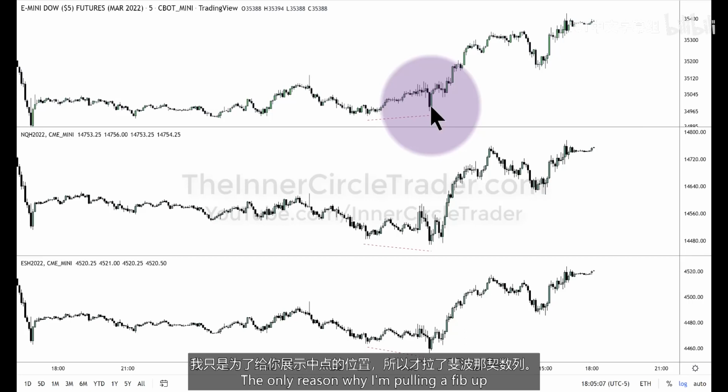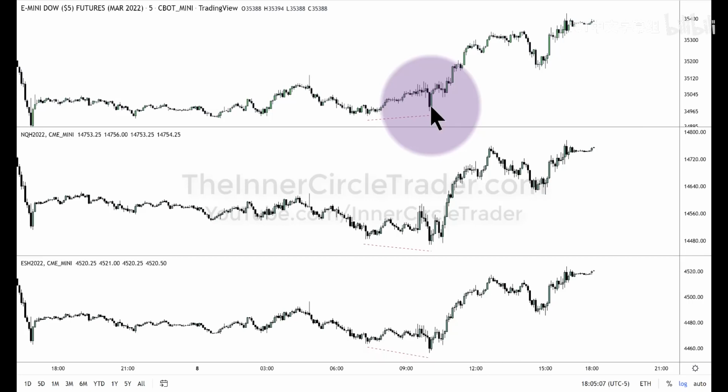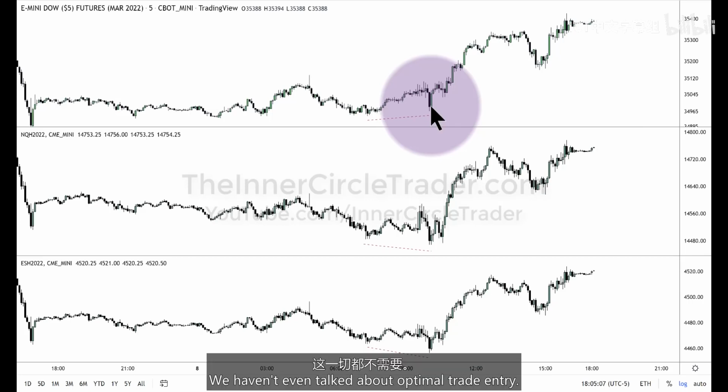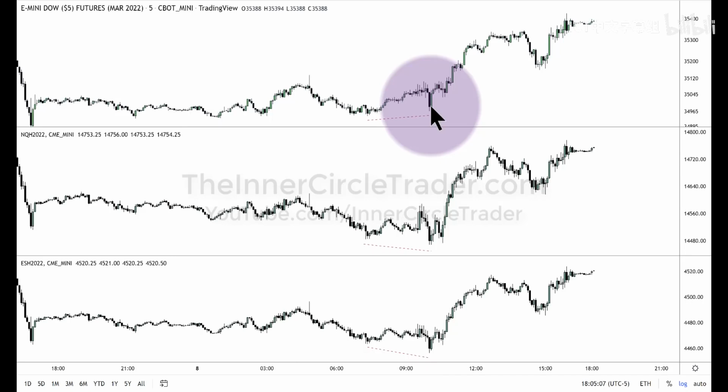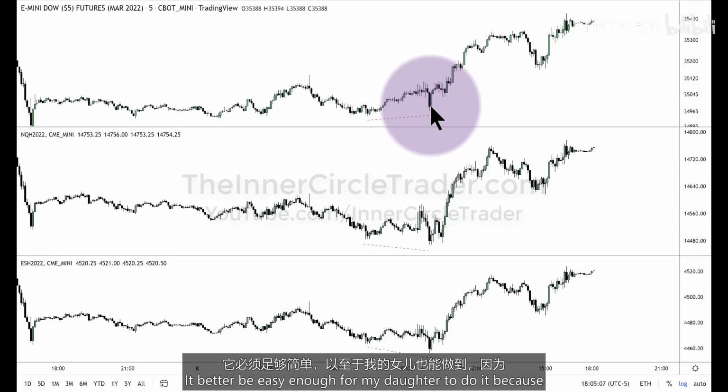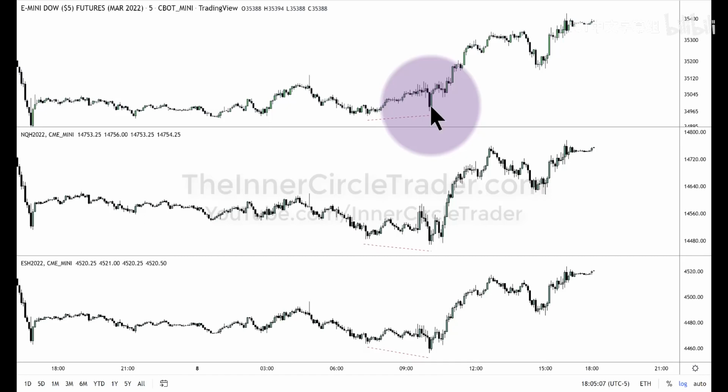The only reason why I'm pulling a fib up is to show you where the midpoint is. Have you noticed that? We haven't even talked about optimal trade entry. None of that stuff. I've stripped this down to the chrome. And it's beautiful, is it not? It's easy. It's so simple. It better be easy enough for my daughter to do it, because if you can't do this one, I don't have anything for her. But nonetheless, I want you to think about how this pattern confirms the accumulation of long positions.